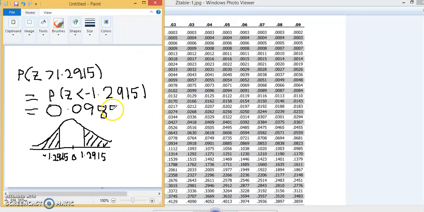So what does this mean? This means that this area is 0.0985. This area also is 0.0985 because it is equivalent in terms of the value.